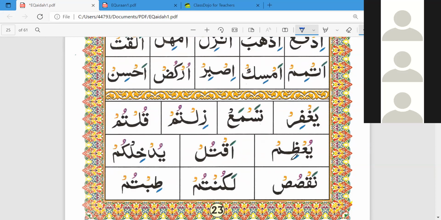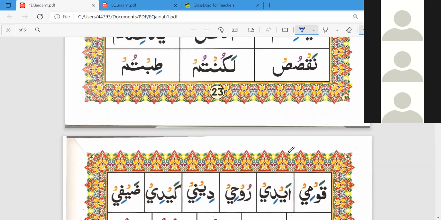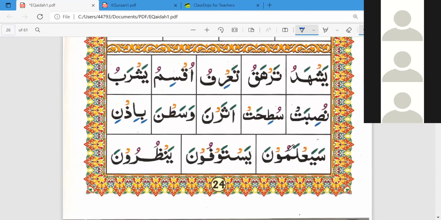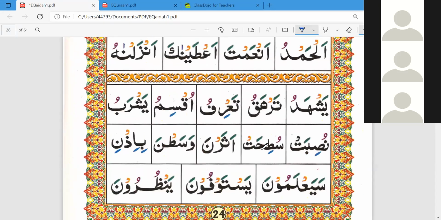قلتم يعظم عقتل يدخلكم نقصص لكنتم أن طبتم yes يشهد سيعلمون. I think this is where we stop, isn't it? Is this where we stop? I don't want this one.